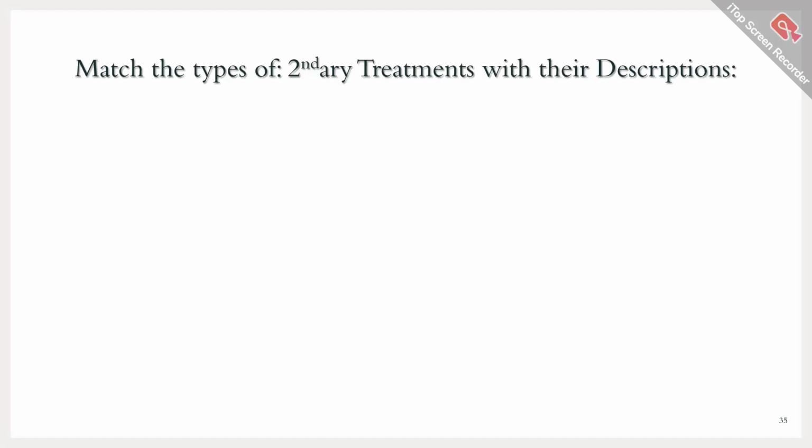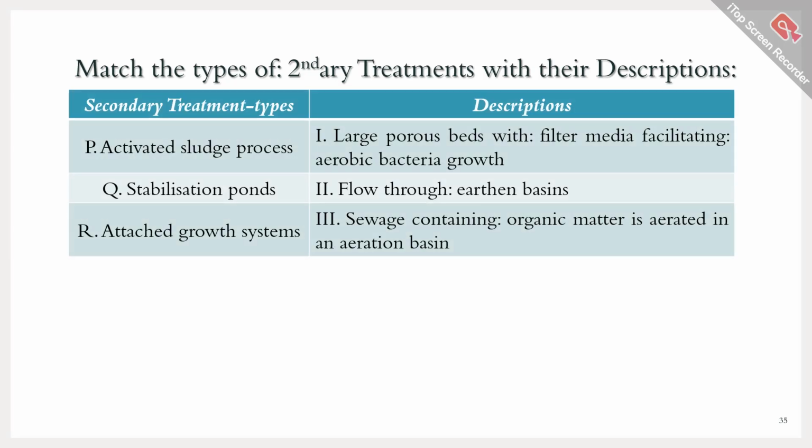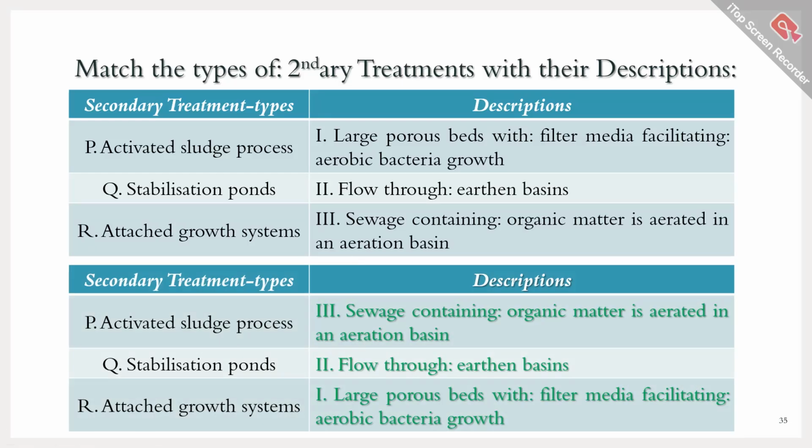Now, next is match the types of secondary treatments with their descriptions. In the left-hand column, three different secondary treatment types are mentioned, namely activated sludge process, stabilization ponds, and attached growth systems. Their descriptions are provided in the right-hand column. You have to match the P, Q, R along with their correct descriptions, and the answer is 3, 2, 1, which is the correct order.